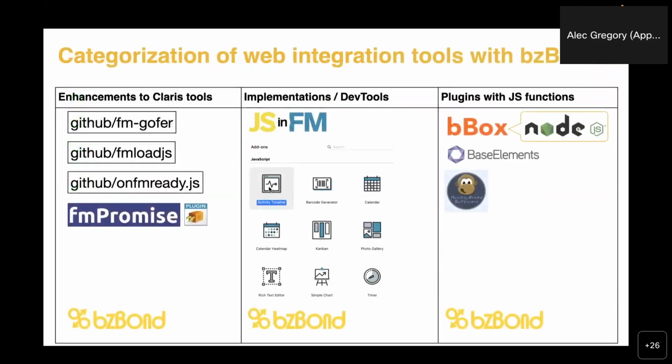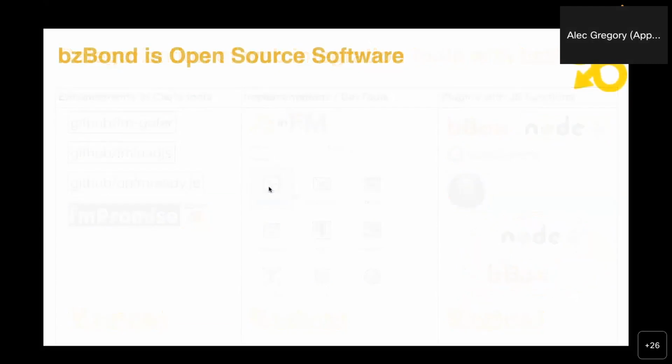Okay, so we had this diagram before about the kind of categorization of web integration tools. Adding bzBond into that now, you'll see that it kind of goes across the full categories. So as I said at the beginning, it is an end-to-end tool set, and just adding in this last one that it's in the plugins area because it does wrap bbox, which in turn wraps Node. So it abstracts away all that for you, so you don't have to worry quite so much about it.